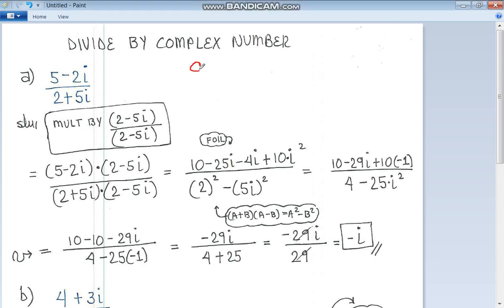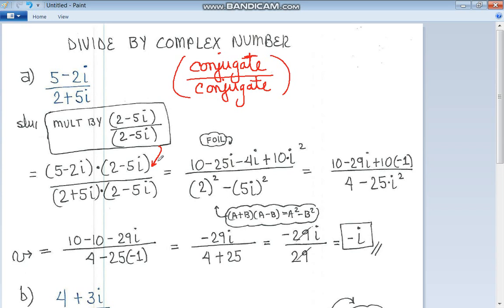Let me write that. Conjugate over conjugate. Now remember, it's the conjugate of the bottom over itself. So look at the bottom, 2 plus 5i. We're going to multiply by 2 minus 5i over itself, and that's what we do here. We multiply the top by 2 minus 5i and the bottom by 2 minus 5i.